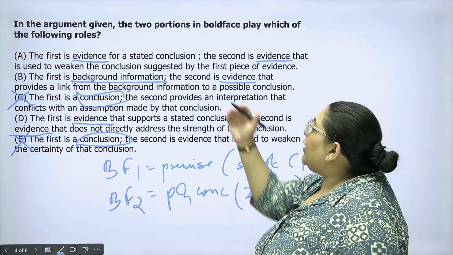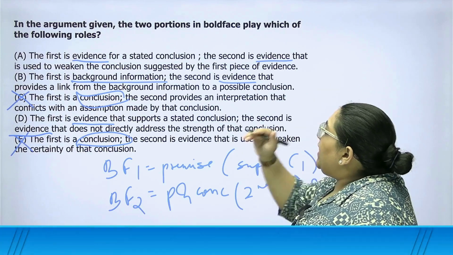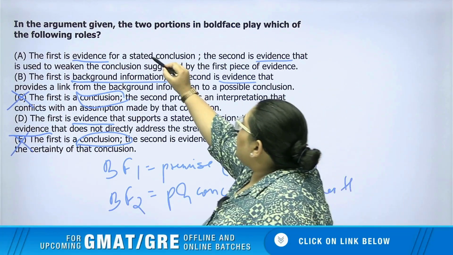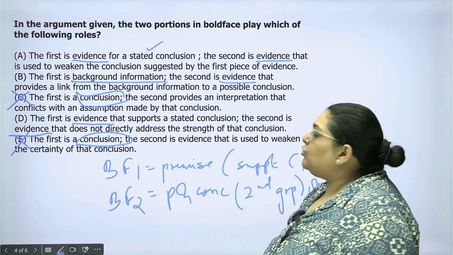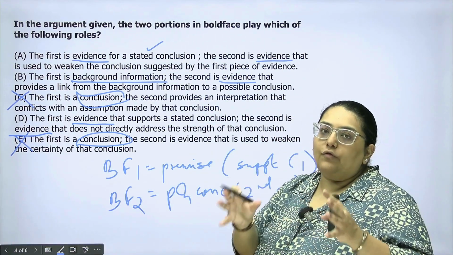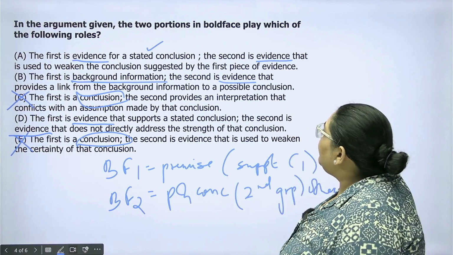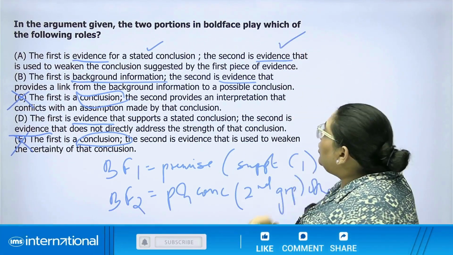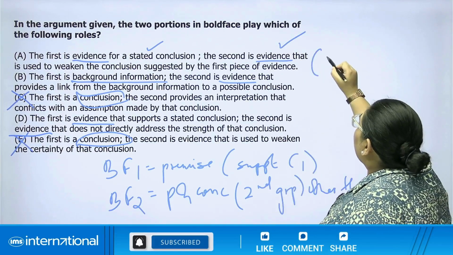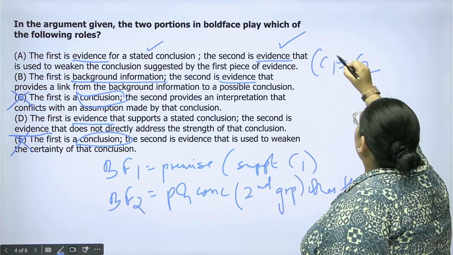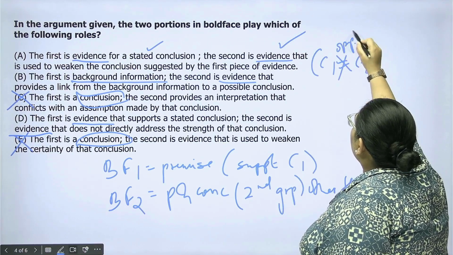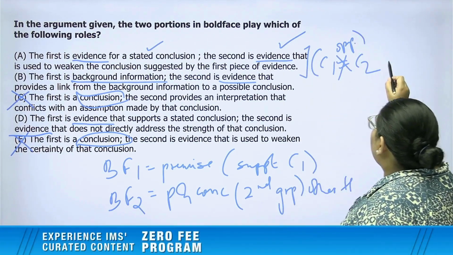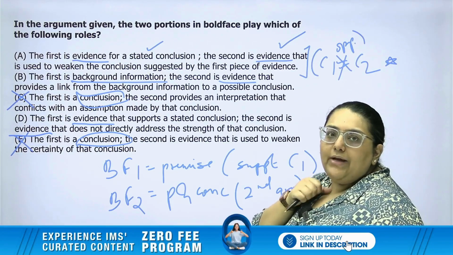So let's have a look at the complete sentence now. A says the first is evidence for a stated conclusion. Yes, the conclusion is given in the argument, the conclusion of the historians that go with the new research. The second is evidence that is used to weaken the conclusion. This is absolutely correct because we know that conclusion 1 and conclusion 2 are opposite to each other, or they are in contrast. So the relation is correctly depicted in the A option. Let's hold on to A.